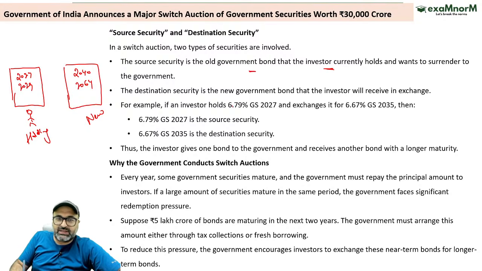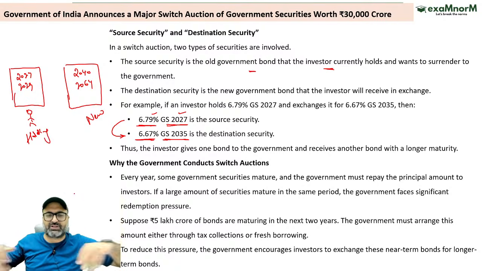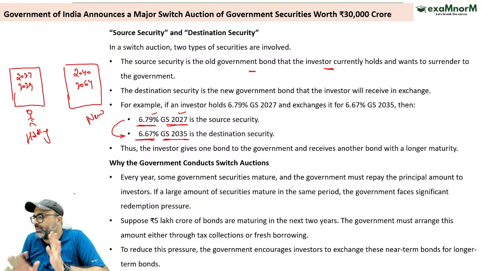For example, 6.79 government security 2027 is the source security. इसका मतलब है this is the rate of interest and its maturity is 2027. Against this, government is ready to exchange it for 6.67% of interest for 2035. Now it's up to you. If you are willing to exchange it at this value, go for it. If you don't, then you can wait for the maturity. Government के पास जाओ, security दो और अपना पैसा लेके वापस आ जाओ. कोई टेंशन नहीं है, government आप पे pressure नहीं डाल रही.